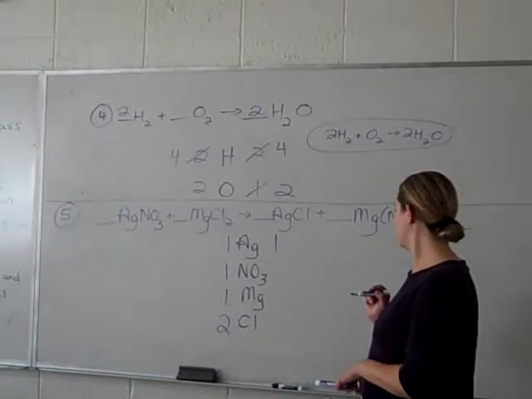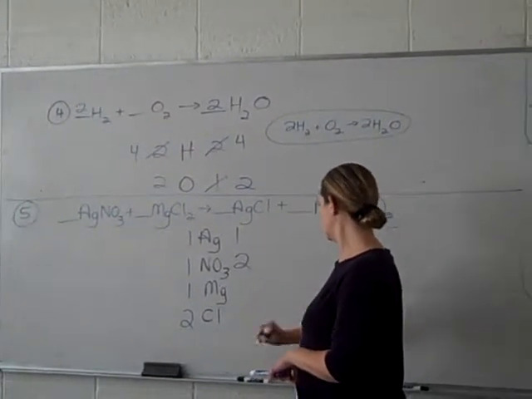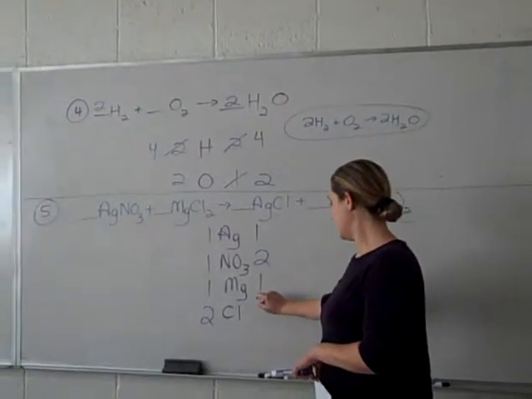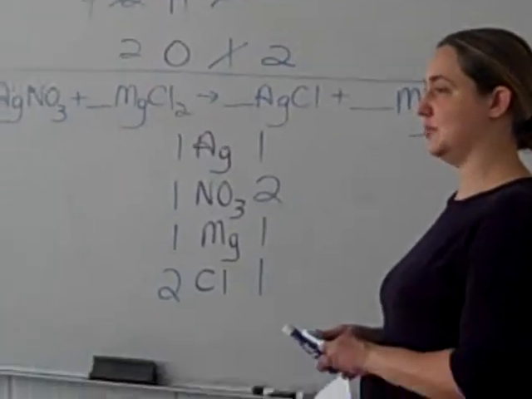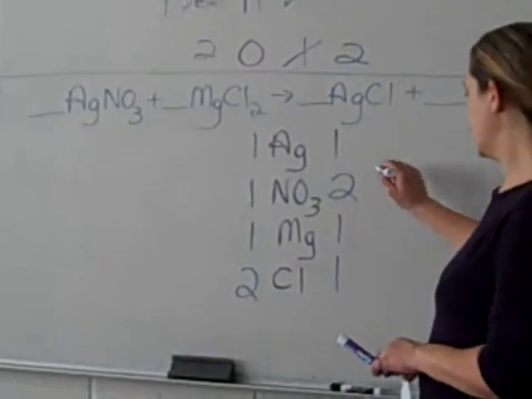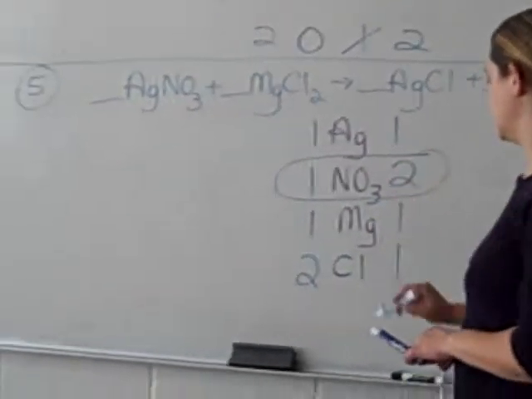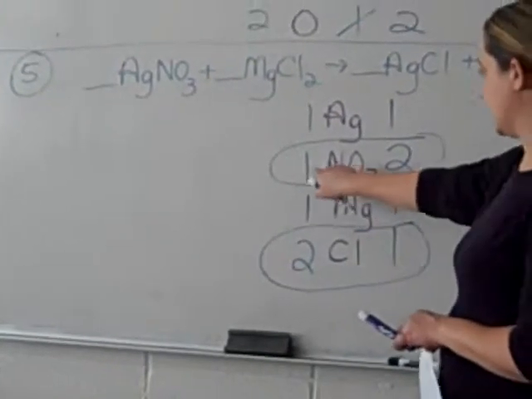You got 2 of those. Okay. Blake, how about these two here? 1. Okay. So what 2 elements are not balanced? Melissa? Nitrate. Okay. Nitrate is not balanced. Chlorine. Okay, so we're going to need more chlorine on the right, more nitrate on the left.